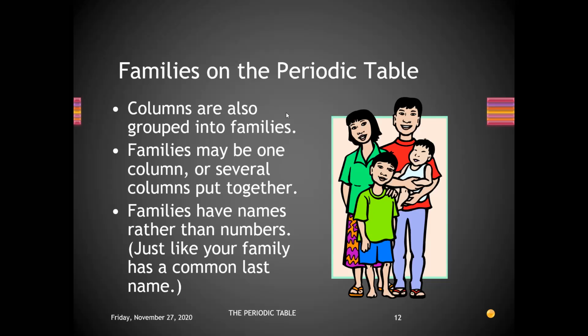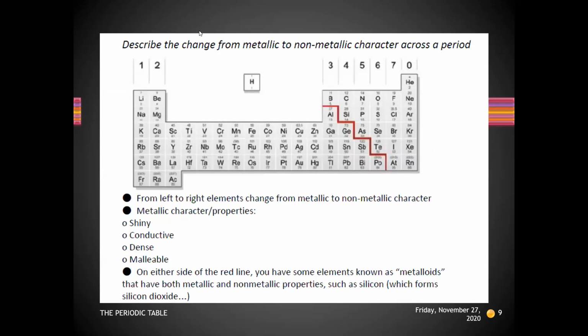Families on the periodic table. Columns are known as families. Like this one column is known as one family. This second column is known as another, second family. And these families have a specific name. For example, group one is known as alkali metals.